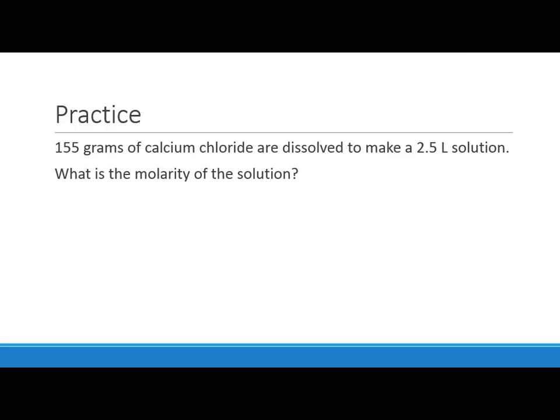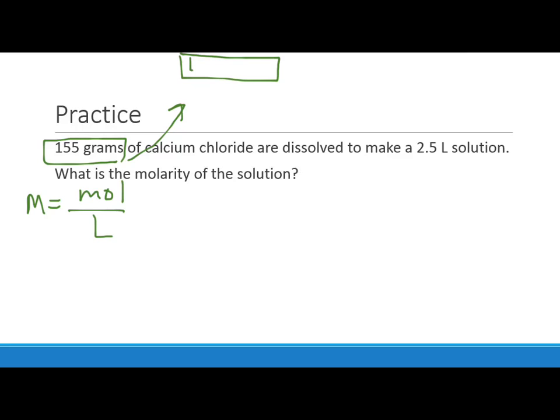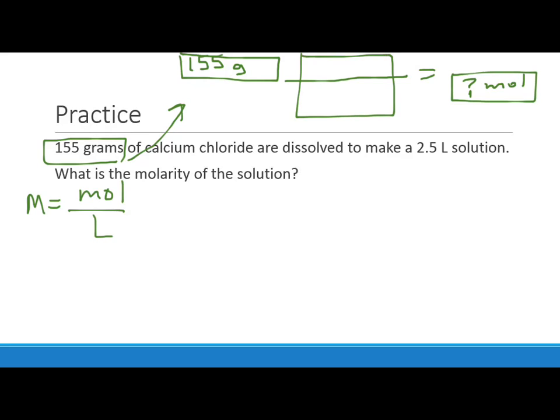So before I can do anything, I need to take these grams here and convert that into moles, right? Because remember that the formula for molarity is moles over liters. So let's do a quick domino problem. 155 grams, and I need to convert that into question mark moles. So hopefully you remember how to do molar mass domino here.